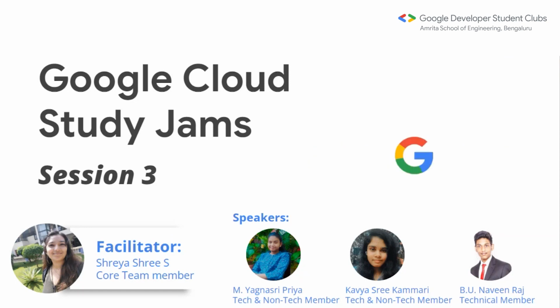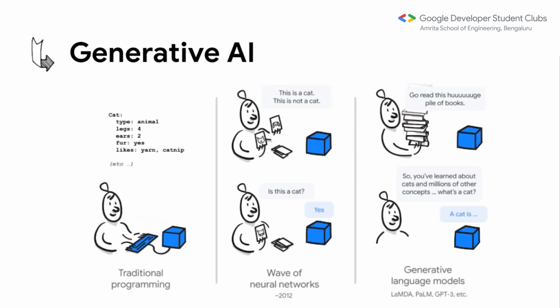Today's agenda is more about Gen AI, GANs, and cloud and generative AI. Firstly, we'll start with Gen AI. In this picture, the first image shows traditional programming, that is what we program every day. The second picture shows neural networks, where we show a picture of a cat or any other object of our wish and train the model to identify it. In the third picture, we give it a huge data set and tell it to learn by itself from different examples. At the end, when we ask it what a cat is, it explains to us.